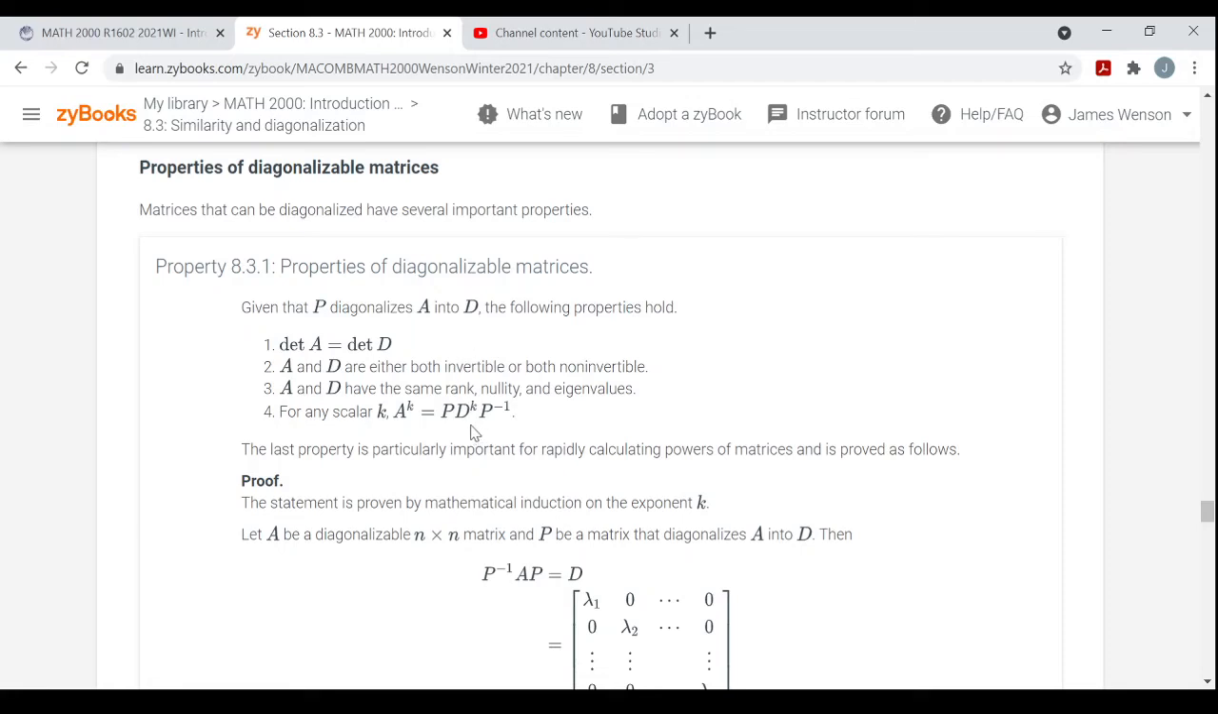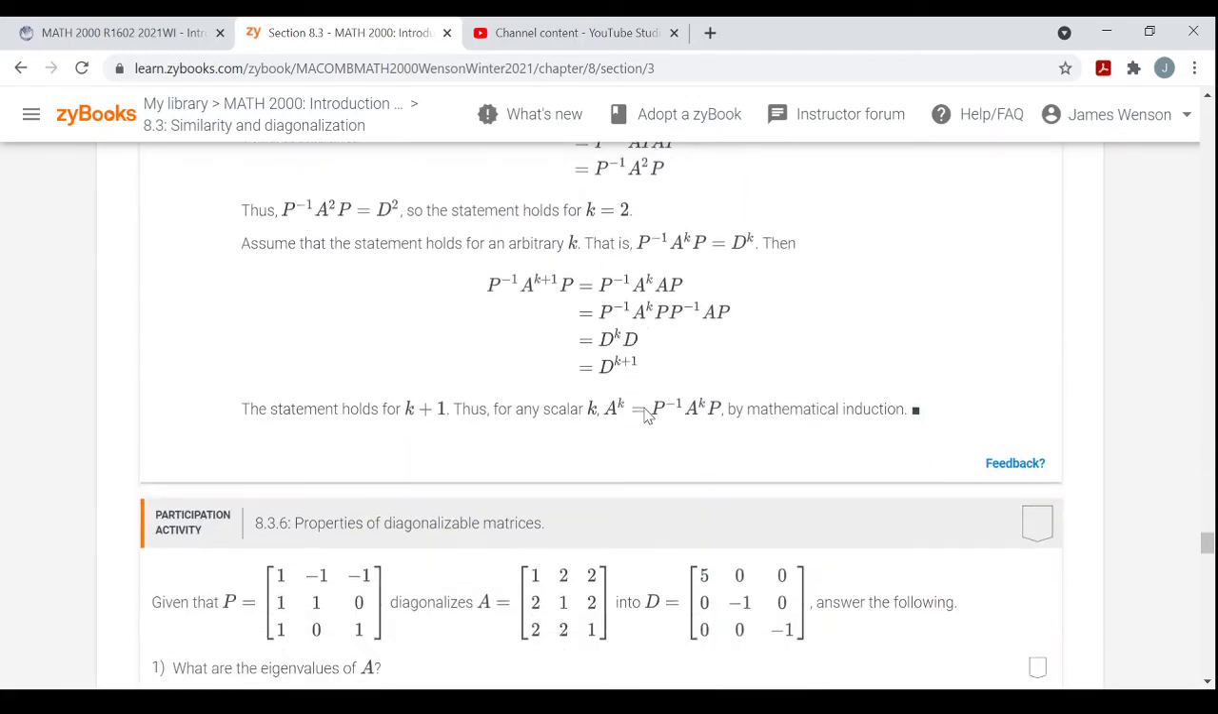And then this was also mentioned before, that if you raise A to a power, you can calculate A to a power instead of multiplying A by A by A by A by A k times. You only need to find the product of three matrices. That P, the D to the K, which again, a diagonal to a power is easy. Just raise all the diagonal entries to that power, and then times P inverse. So I'll get to an example where we actually raise to a power here in a second. And they run through proof and all that if you want to read that.